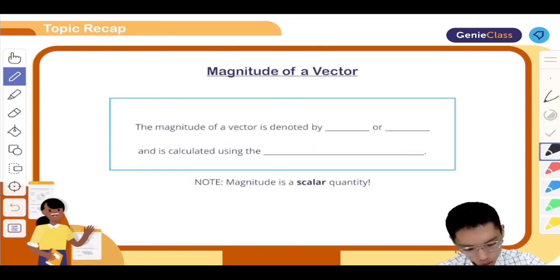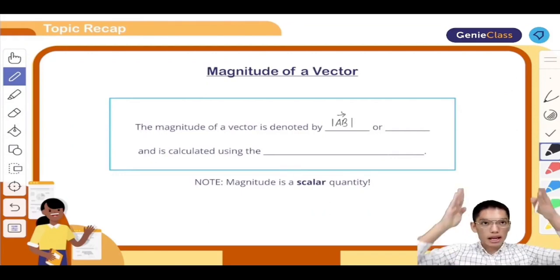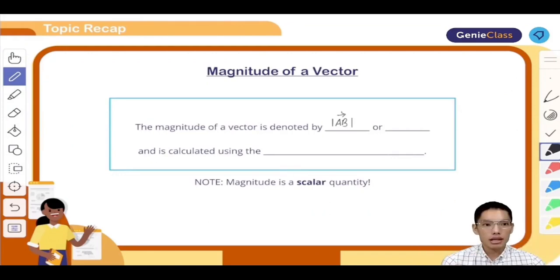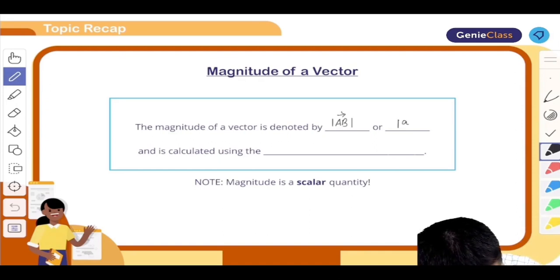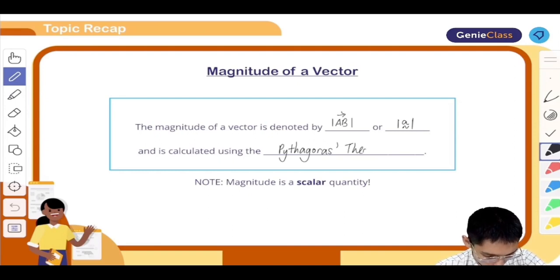Let's recap. To denote a magnitude, we have these two lines over here to represent it. For the vector AB, or sometimes we represent it with a letter and the curly sign, so vector, the letter, and then just the curly sign over there. We calculate the length using the Pythagoras theorem. Alright, so it's the Pythagoras theorem that helps us understand how long the vector is. And how do we actually calculate how long the vector is?